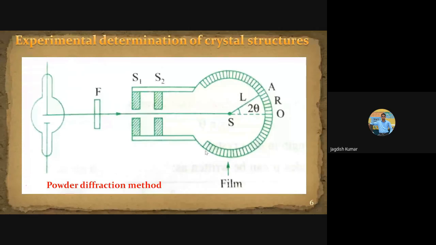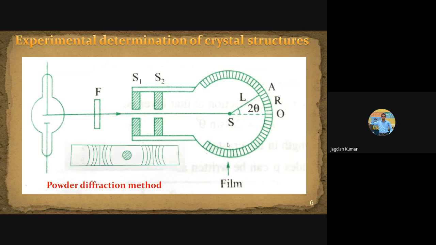This photographic film is also, I think, something of a textbook thing nowadays, because most modern instruments employ semiconductor detectors, which detect X-rays in the form of some current, and that is directly stored in digital form, or we can directly measure the values. So this is 2 theta. The angle between the incident beam and the diffracted beam is directly 2 theta. That's how it is measured.